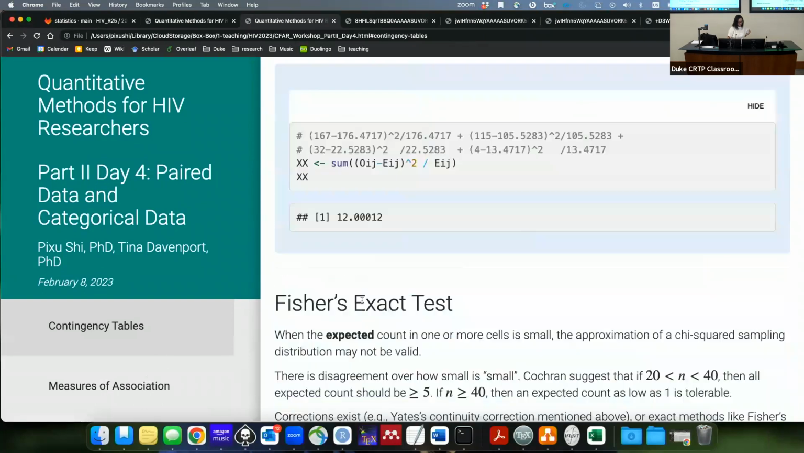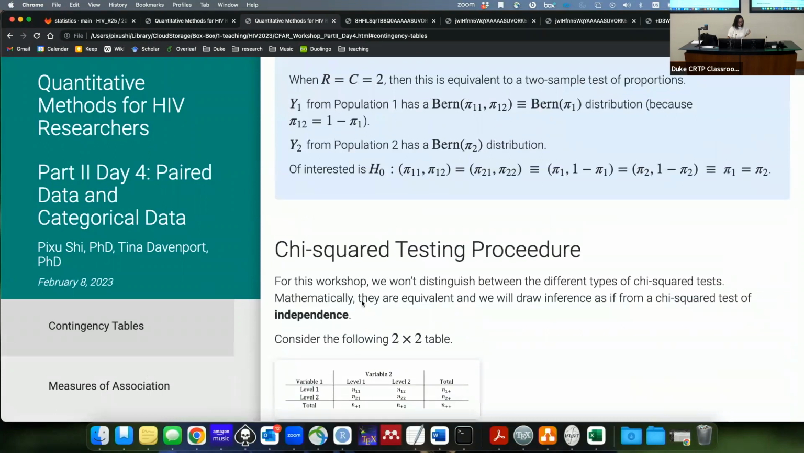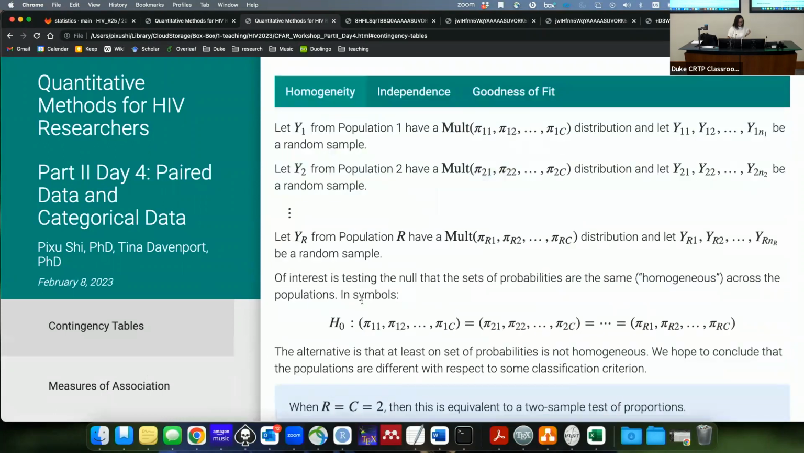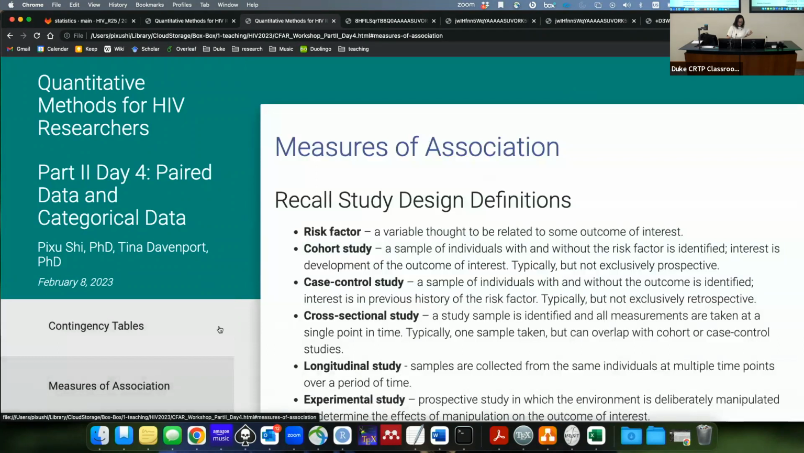So the contingency table can be multiple rows by multiple columns, but the 2 by 2 table is the most commonly seen contingency table. And for 2 by 2 tables, we also have some other measures to assess the association. We have the risk ratio and odds ratio.